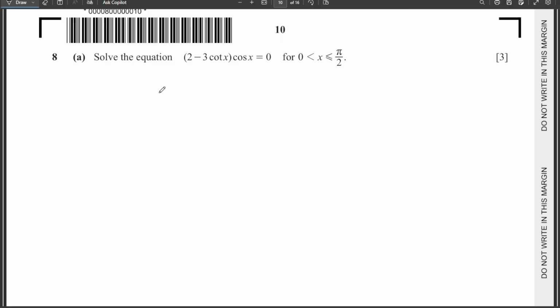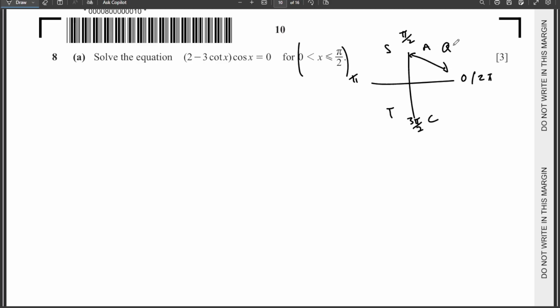Okay, solve this equation for this interval. Okay, we know that the solution only lies within this quadrant 1. And okay, so let's deal with this. I think a lot of people will be tempted to expand this, but let's not expand this because it's already perfectly in the form where something times something is 0. Either one of these can be equal to 0, and you will get a solution. So either this equals 0 or cosine x equals 0.